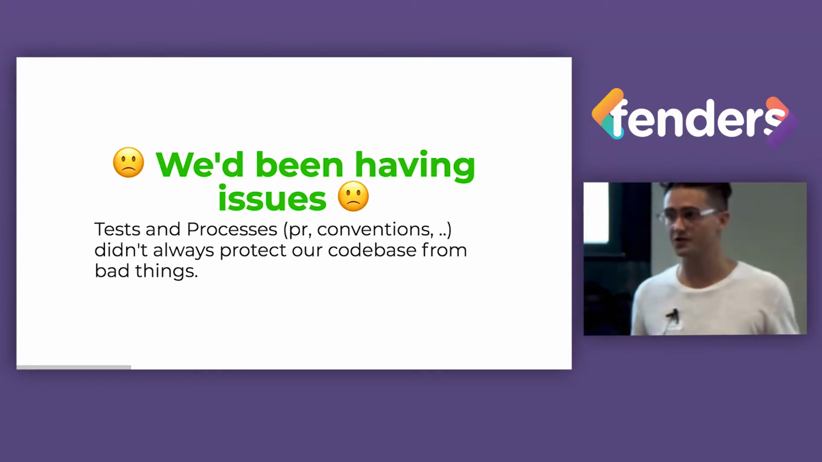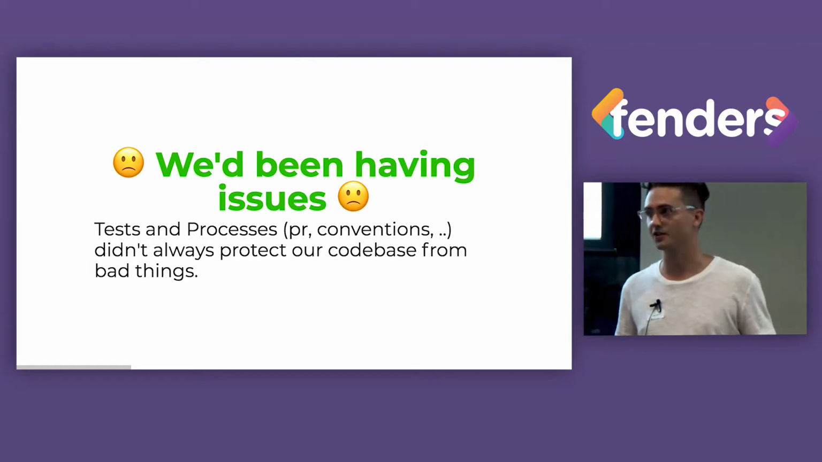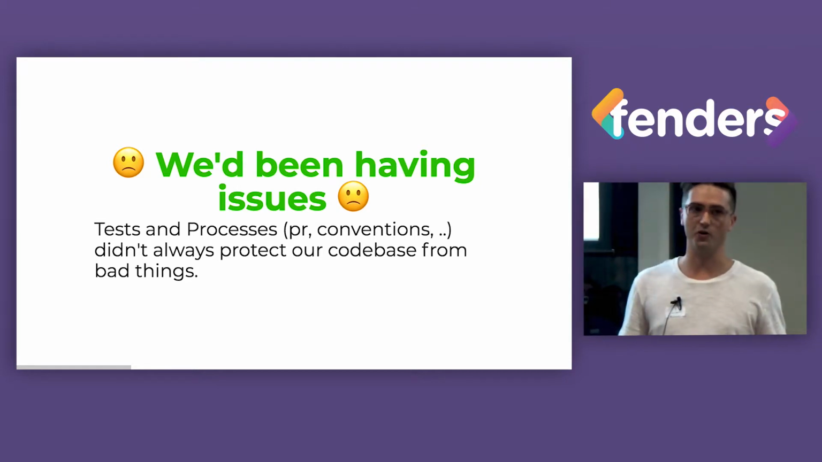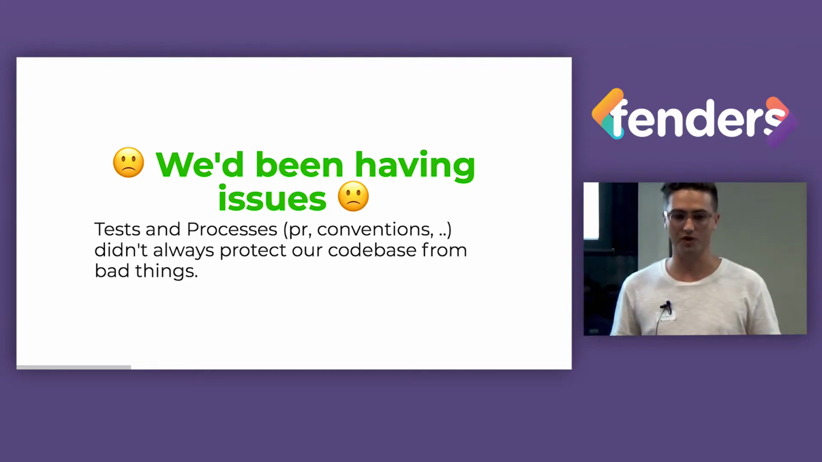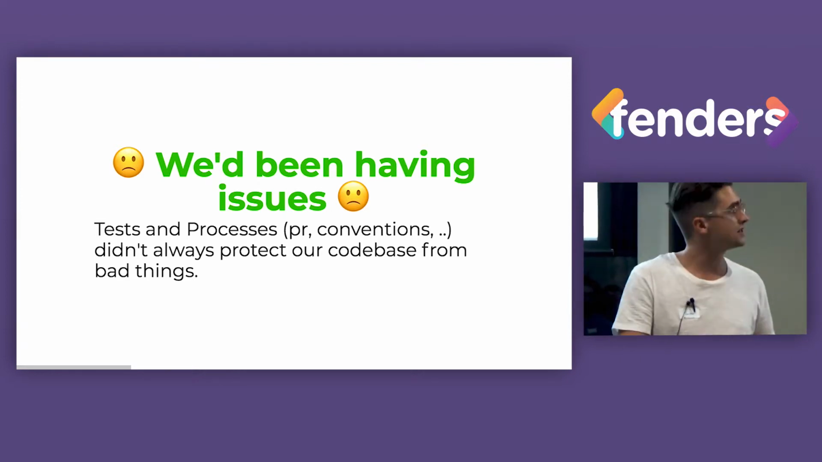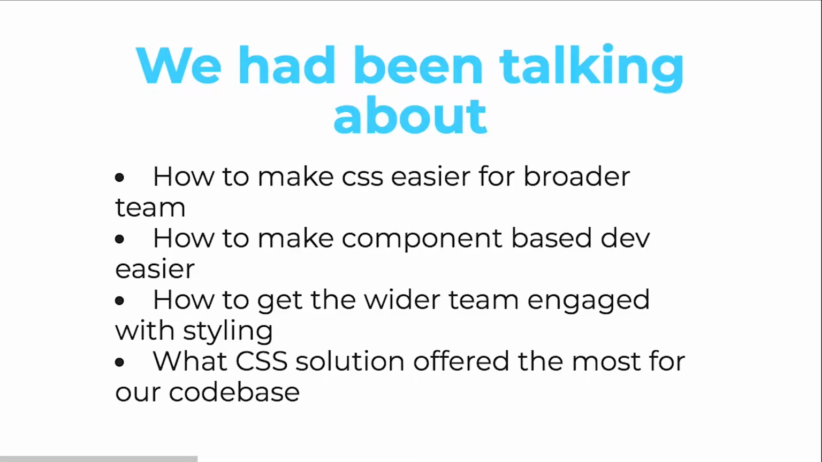But that wasn't all of us on our front-end team. There were JS people in there who hadn't really taken the time to understand CSS, didn't really know what they were doing. And it's really easy with CSS to let incorrect things slip through peer review. So we weren't fully protected, bad things still happened, and CSS in JS looked like it offered some technical solutions. So we'd been talking about how we could make CSS easier for the broader team, how we could make component-based dev easier, how we could get the wider team engaged with styling, and what CSS solution would offer our team the most for our code base.